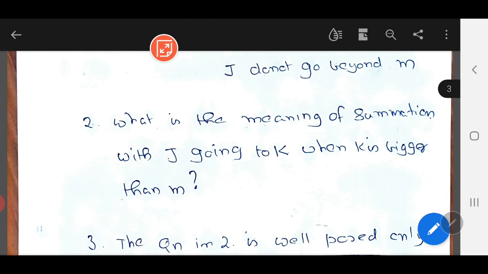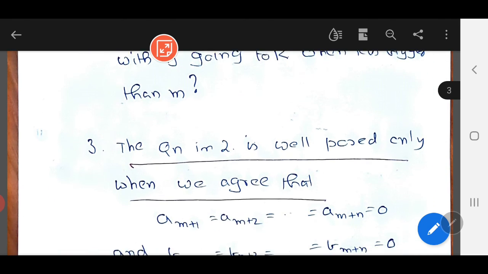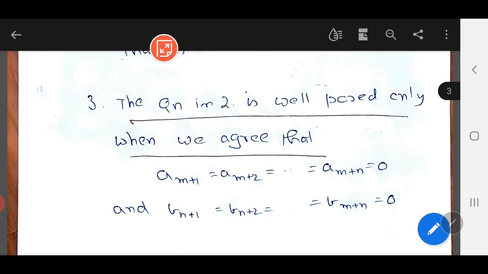Now j does not go beyond m. Then what is the meaning of summation with j going to k when k is bigger than m? That is because k can take any value from 0 to n plus m, so k is going beyond m. So question 2 is well posed only when we agree that a(m+1), a(m+2), ..., a(m+n) are equal to 0 and b(n+1), b(n+2), etc. up to b(m+n) are equal to 0.